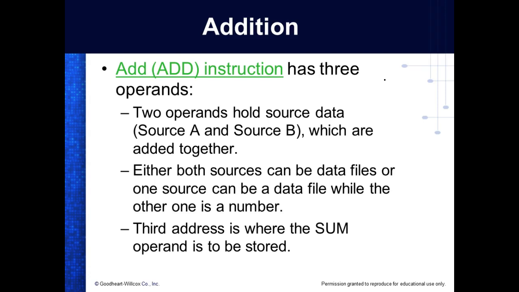Or your cell phone would only dial one number. The third address would be where we're going to stick the what at? The sum, and that's what it's called, the destination. This is going to be direct address. You can't use immediate addressing to store the sum. We got to put that in a data file somewhere, right?